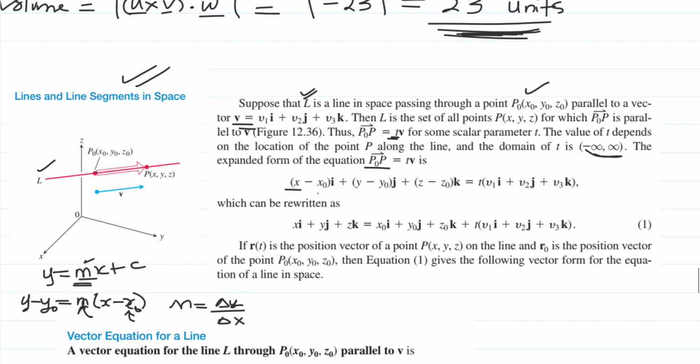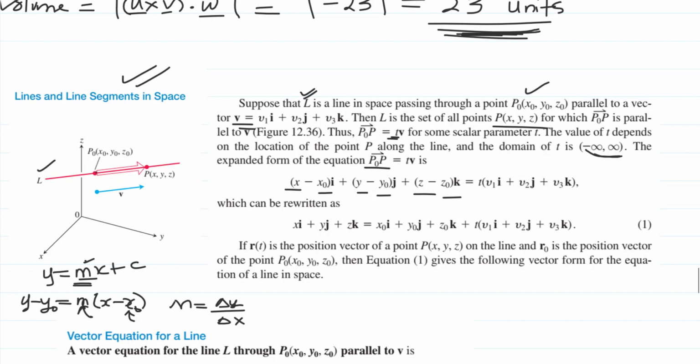So we have x minus x naught, y minus y naught, z minus z naught. Then we multiply them by the standard unit vectors, and then we get a linear combination. And then this is equal to t, then we multiply by v there like that. But then remember, the line is a set of all points x, y, z.